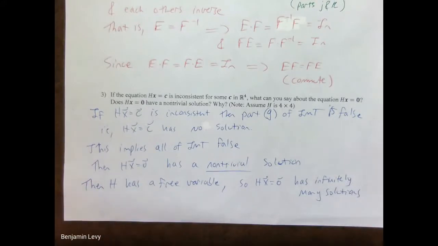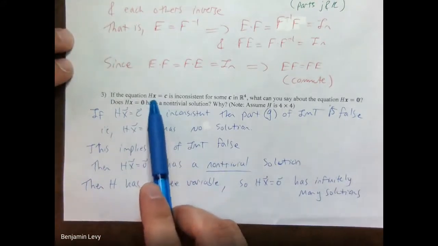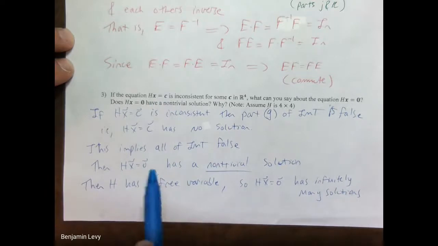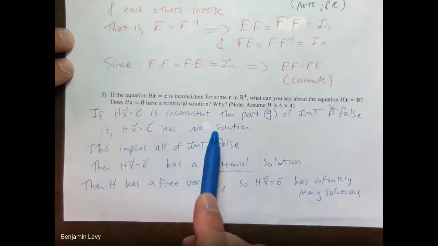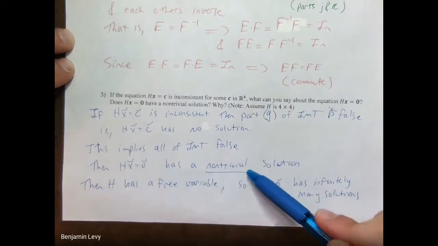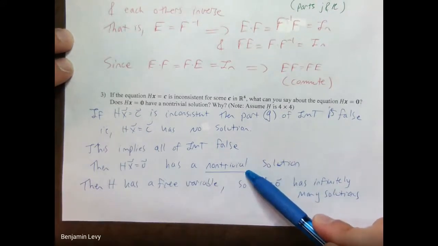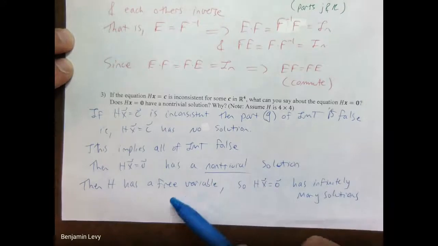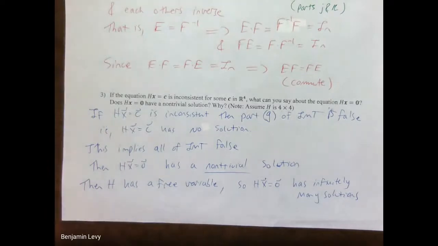Just to say one more time: since Hx equals c is consistent, the IMT is false, and so we already know it has no solution. That means everything's false, and so Hx equals 0 has a non-trivial solution since the IMT is false. If it has a non-trivial solution, there must be a free variable. If there's a free variable, there are infinitely many solutions to Hx equals 0. Okay.